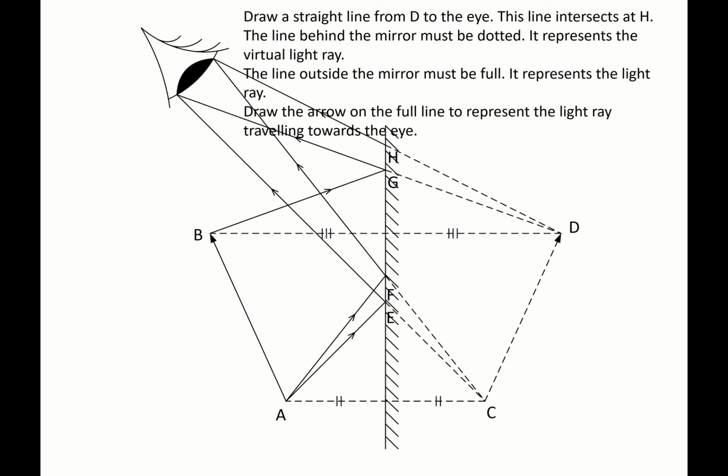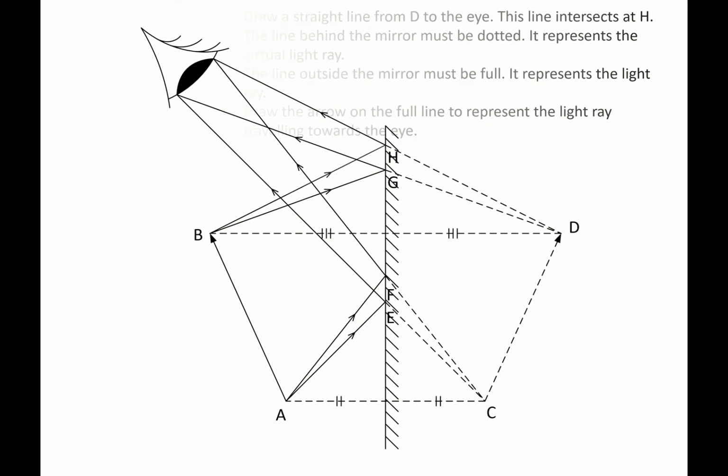Another light ray will be drawn from D to the other side of the eye, and this line intersects at H. So it intersects the mirror at H, and this line behind the mirror must be dotted as mentioned earlier because it represents the virtual light ray. And the line outside the mirror must be full. It represents the light ray. And since the light ray from the mirror travels to the eye for the eye to see the image, the direction of the arrow must be from H to the eye as represented by the arrow.